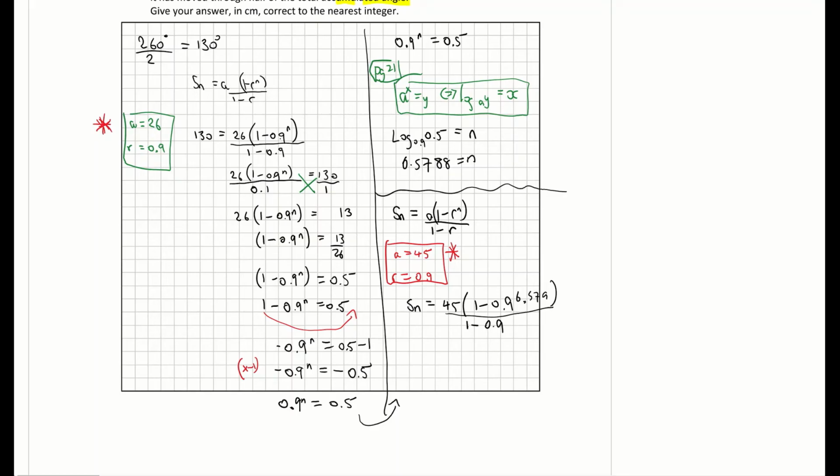And when I type that into my calculator, I get S of 6.579, which is what we're finding here, and I get 225.0044. The question wants it to the nearest integer, so that is giving me 225 centimetres in total. And that is the final part to question 7.